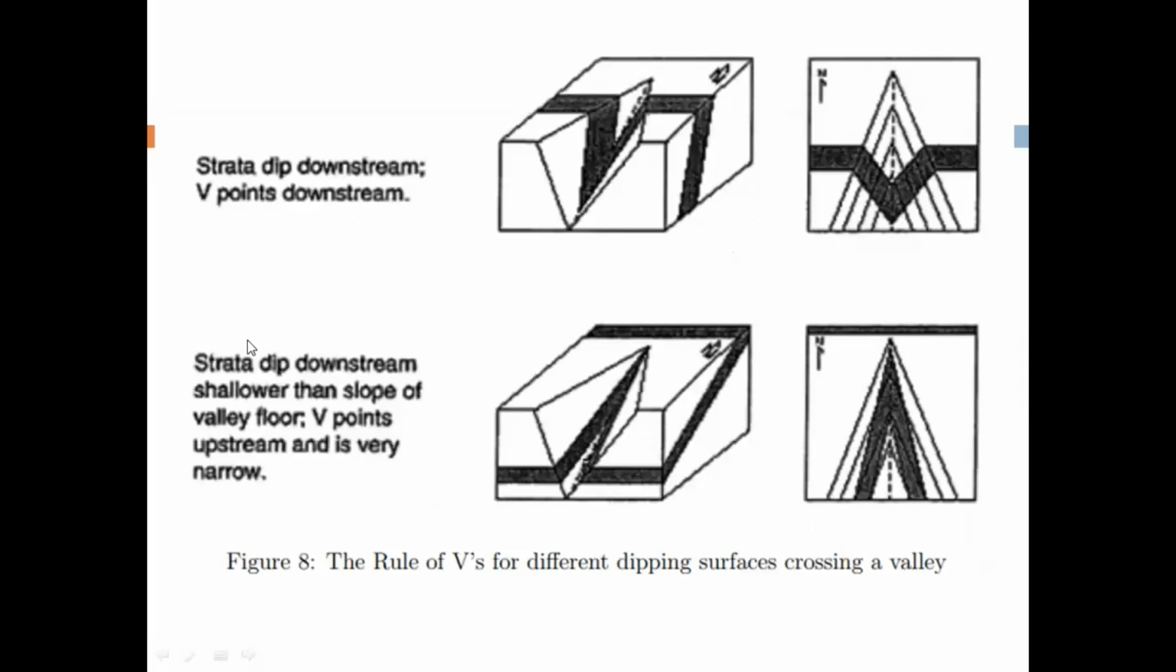Similarly, in the last example, you can see that the strata is dipping downstream. The upper one is the same as the last one. So the strata is dipping downstream, shallower than the slope of the valley floor. So the V points upstream and it's very narrow. You can see that the V of the strata is very narrow, and it represents that the strata is dipping downstream shallower than the slope of the valley.